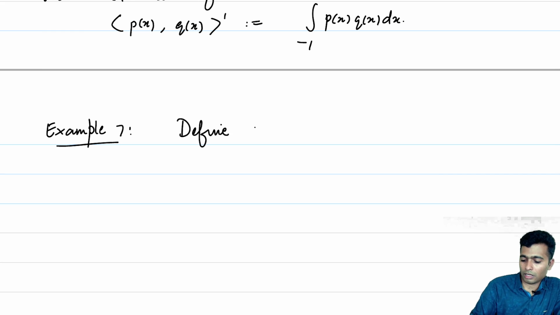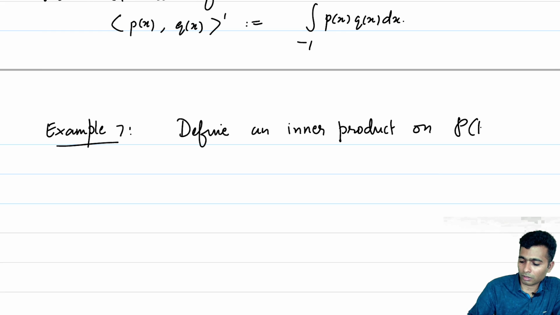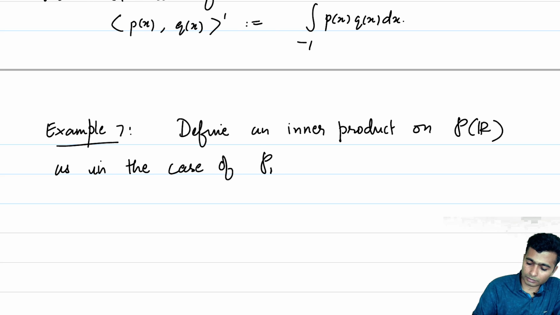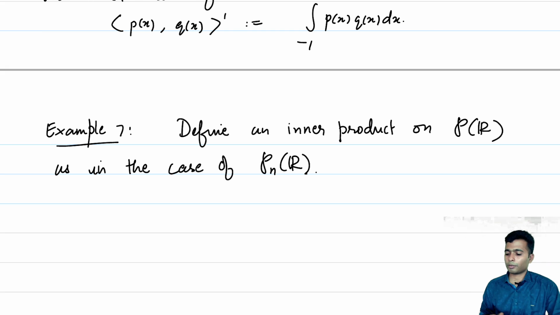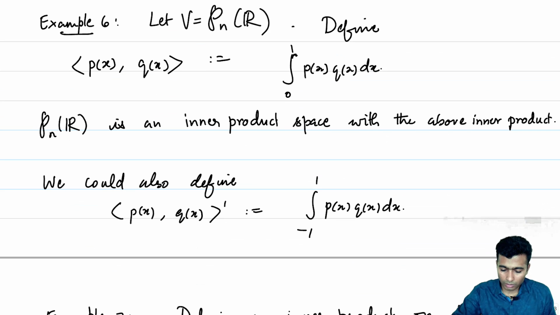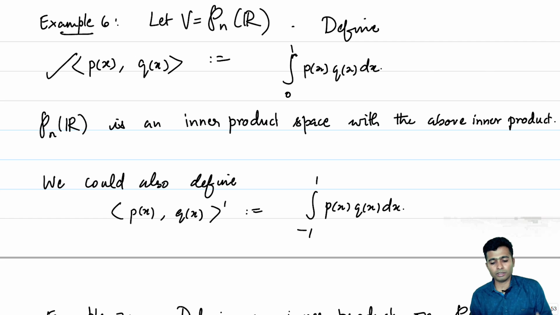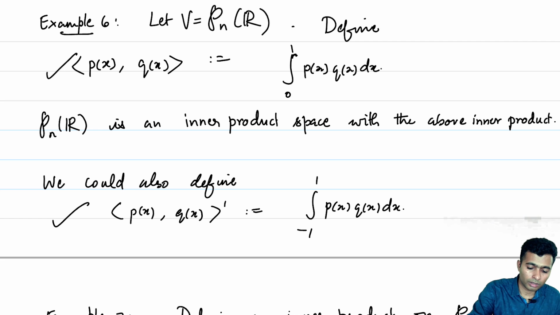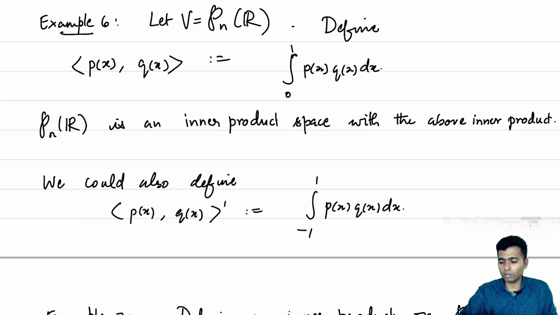Define an inner product on P of R as in the case of Pn of R, and make it into an inner product space. So corresponding to this inner product, we can define an inner product on P of R. Corresponding to this inner product, we could define another inner product on P of R. So we could define more, but yeah, let's defer that to some other time.